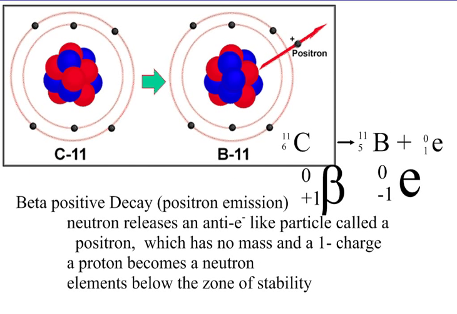Elements below the line of stability will undergo beta positive decay, or positron emission. The nucleus releases an anti-electron-like particle, which is a positively charged, no-mass particle called a positron. And in this case, a proton becomes a neutron. So carbon 11 can become boron 11 by the emission of one positron.